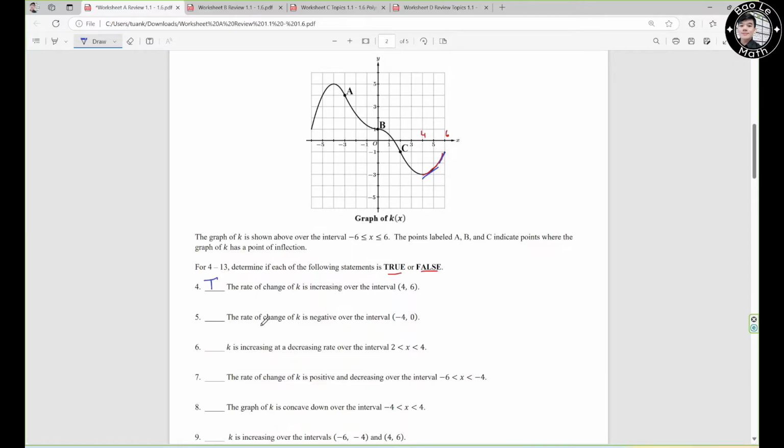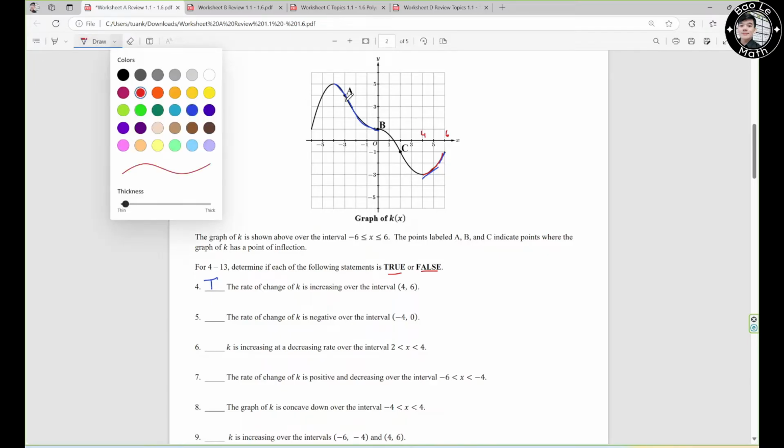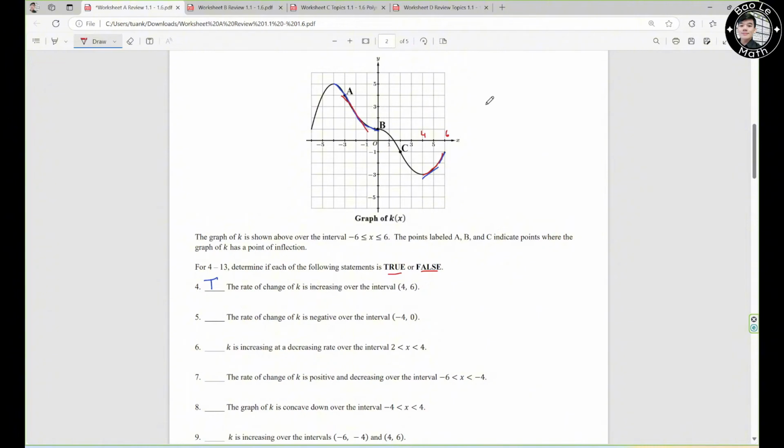Now question number 5. The rate of change of the function k is negative over the interval negative 4 to 0. Negative 4 to 0, which means this guy right here. Alright, so the rate of change of the function k is negative. Yes, you can draw a tangent line. And you see that the tangent line is going this way, which means we have the Christmas tree trick right here. So the rate of change of k is negative over this interval, so this is true.